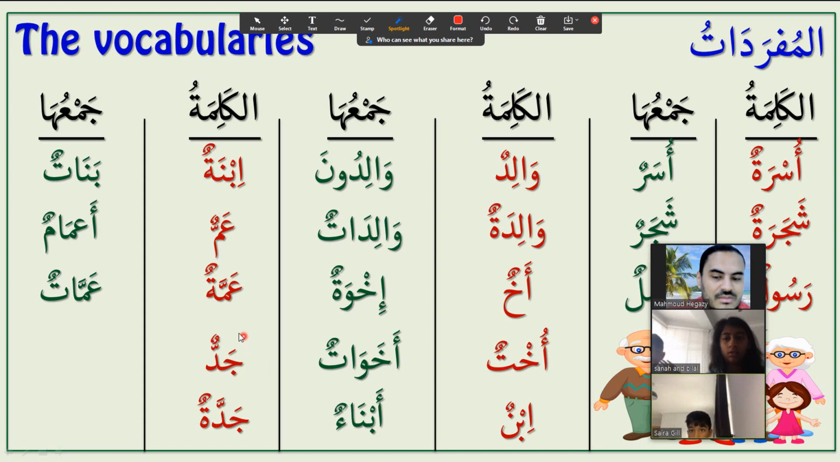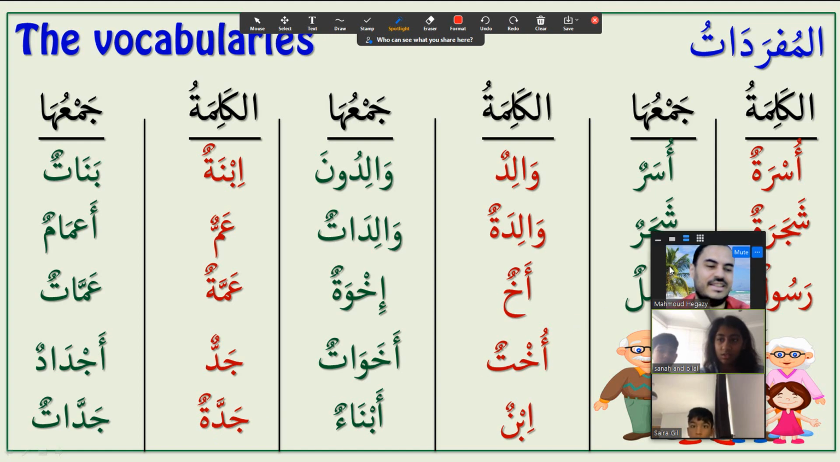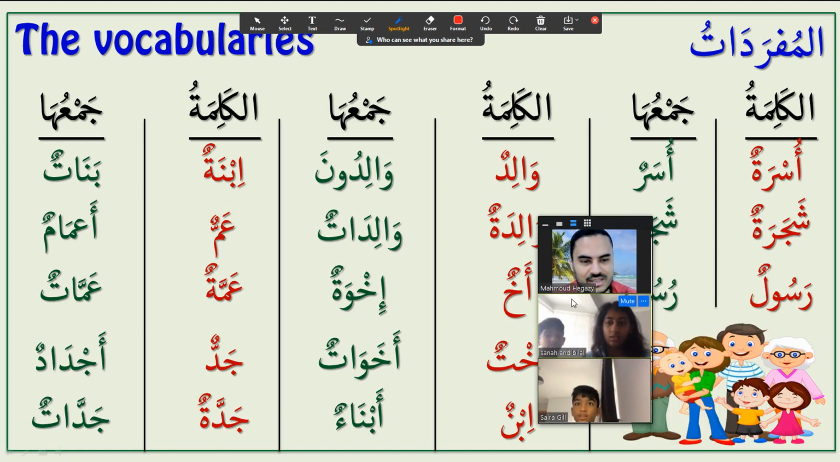طب جد. جد بلال, what's the meaning? Grandfather. Exactly. أجداد. جدة. سنة, what's the meaning? Grandmother. Okay. Can you tell me the plural? It's easy. Look here. والدة, والدات. So جدة, جدات. Exactly. جدة. جدات.